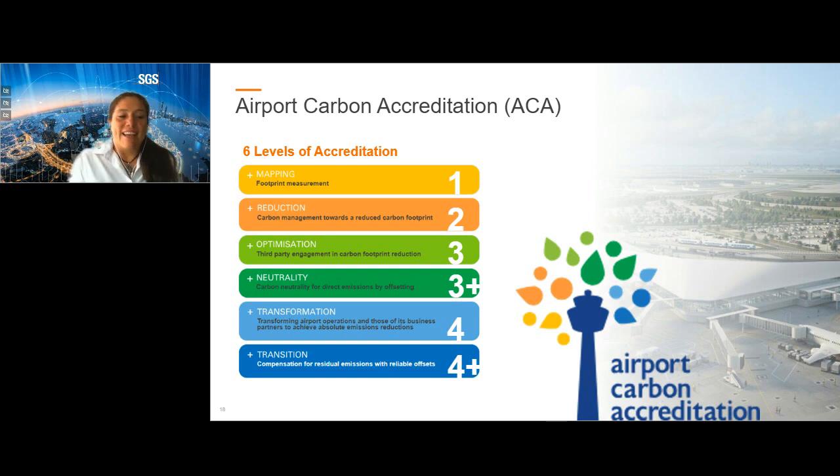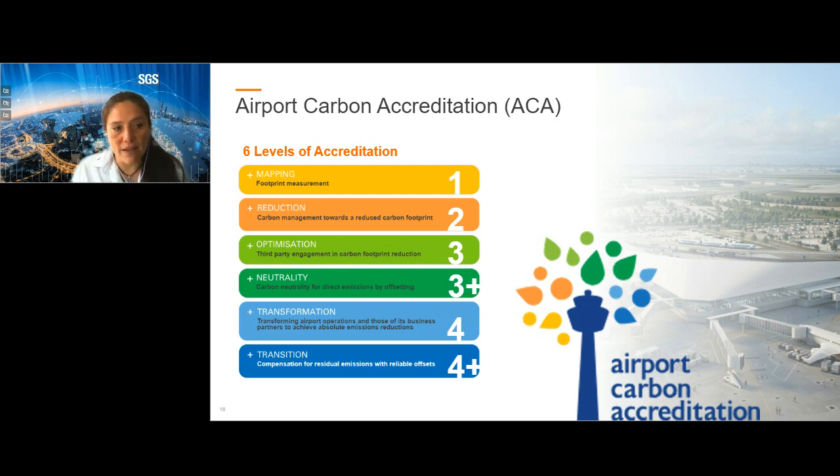So what are the levels of accreditation? As Adam was saying, there are 6 levels. The first one is mapping, which basically is to determine your carbon footprint of scope 1 and 2. That means your direct emissions: the fuels you use at the site, the refrigerant, if you have an incinerator. All those are scope 1 emissions, and scope 2 emissions will be, the majority of the time, just the electricity that you use for your operation. With that, you have the mapping level, which is level 1.